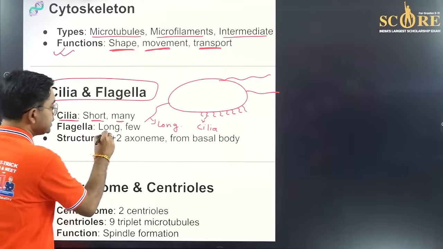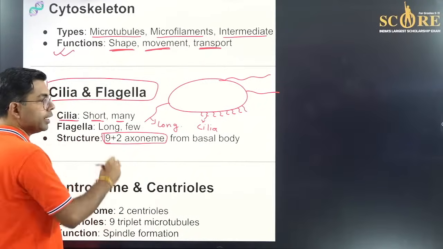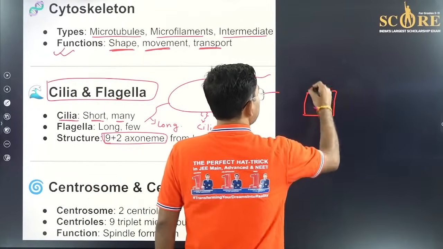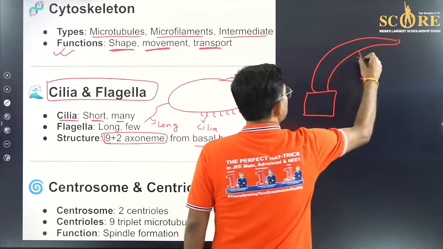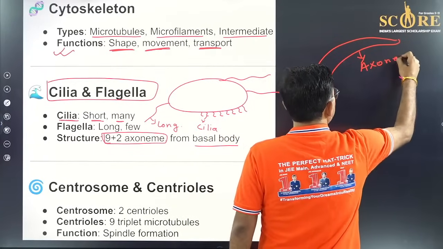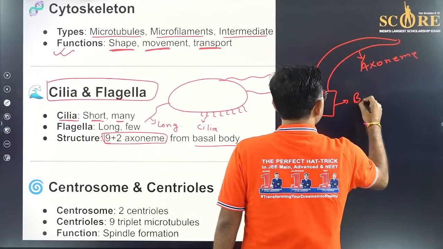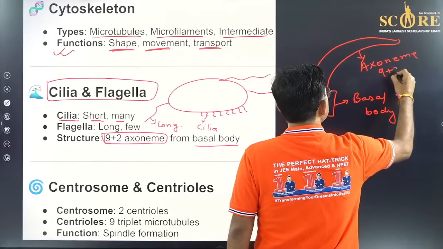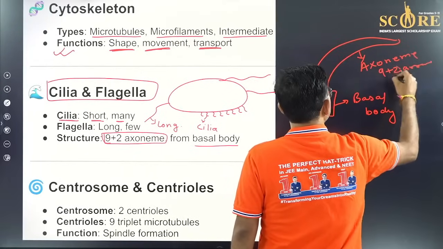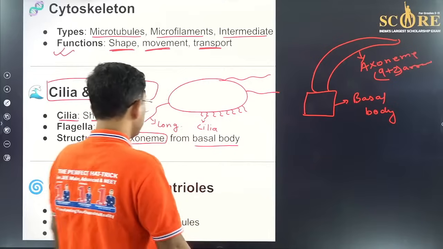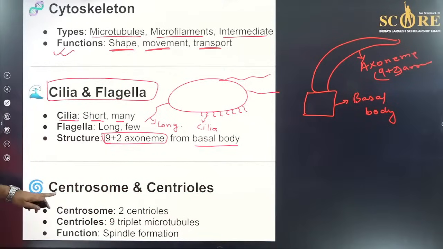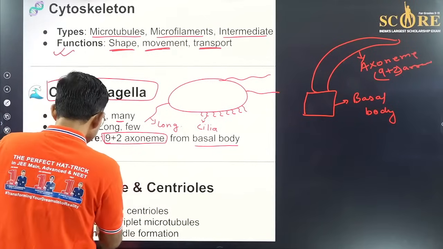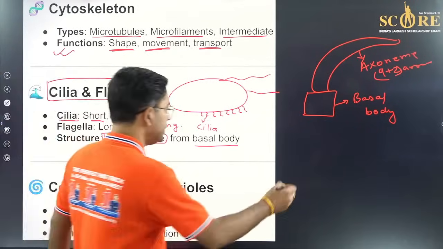The structure of this cilia and flagella is said to be 9+2 arrangement, and they also have a basal body. See this base part, this part is called axoneme and this part is called basal body, right? This axoneme has 9+2 arrangement, right? And then there is a basal body also. Then comes the centrosome and centriole. Each centrosome has two centrioles. It is like this.